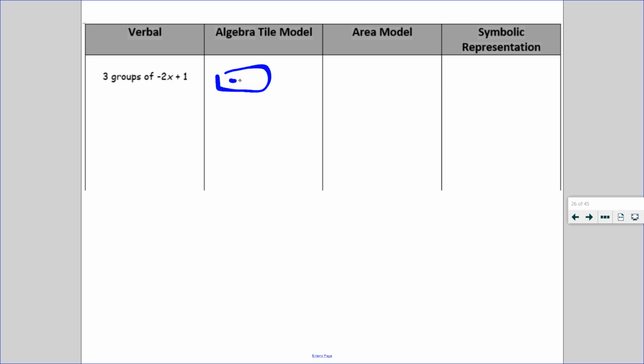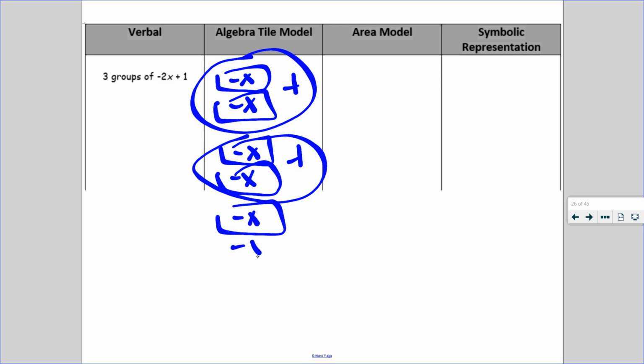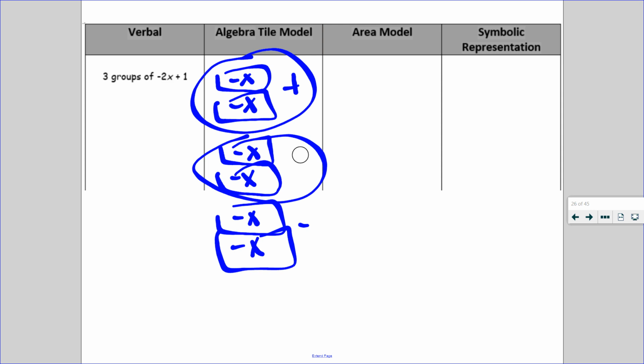And the last one, make 3 groups of negative 2x plus 1. So I'm going to draw this. Negative x, positive 1. So it's first group. Oh, it has to do 3 groups of this. Second group. Third group of negative 2x minus 1. Whoops. I'm supposed to be using algebra tiles, so I should not be writing this one. So I'm going to draw negative. So I have how many negative x's? Negative 6x, negative 3, or minus 3. So that's one way to do it symbolically.